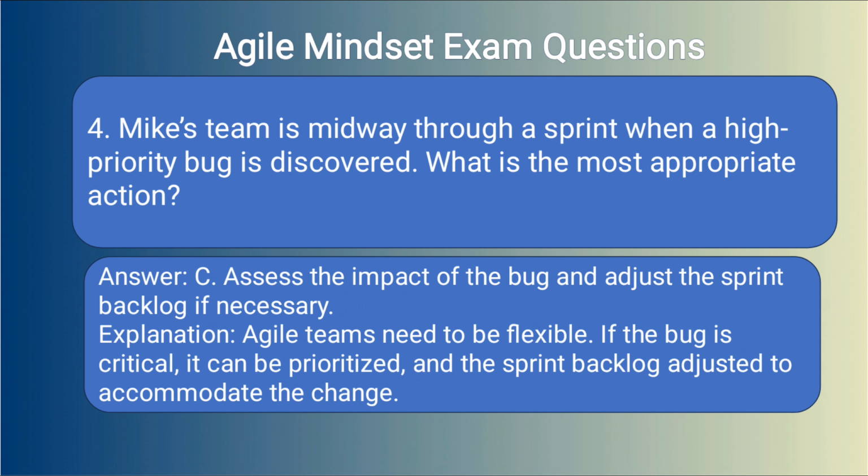Answer: C. Assess the impact of the bug and adjust the sprint backlog if necessary. Explanation: Agile teams need to be flexible. If the bug is critical, it can be prioritized, and the sprint backlog adjusted to accommodate the change.